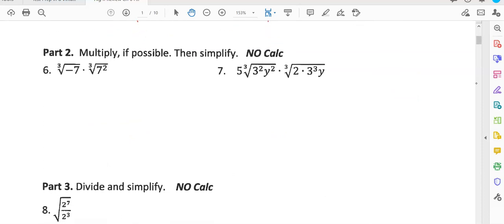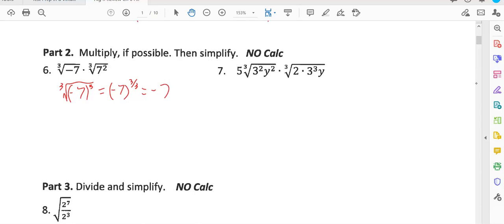Multiply if possible. Okay, so let's try to multiply here. So inside of here, you get cube root of negative 7 to the third power. And so that would be negative 7 to the 3 over 3. Remember, we can have an odd root and get a negative, so we will get a negative there, negative 7.